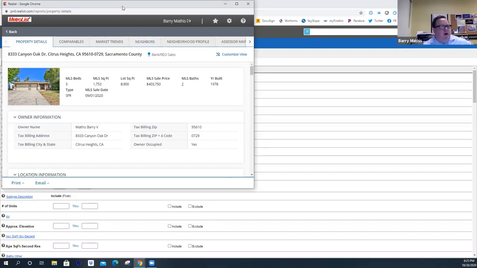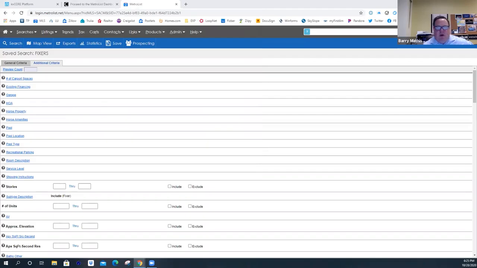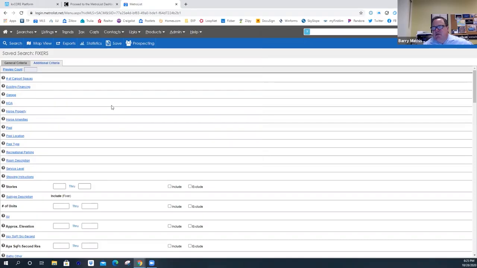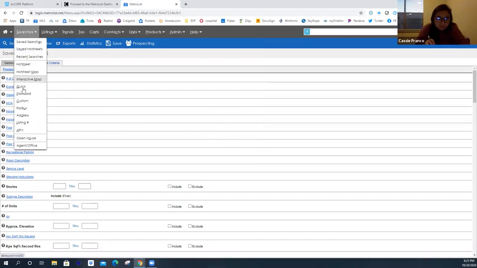So I'm going to move that one off to the side. I don't think you can see it anymore, but I've got it over on one of my other screens. And so now I'm going to come in here and do a search. I'm going to say, well, what are properties selling for in Citrus Heights? Because that was in Citrus Heights.